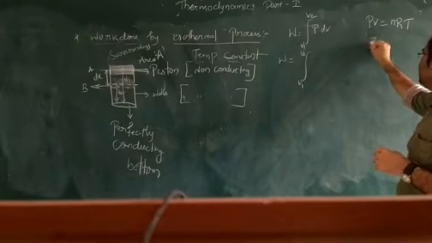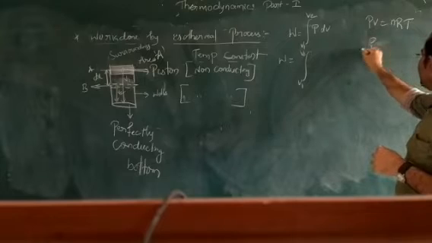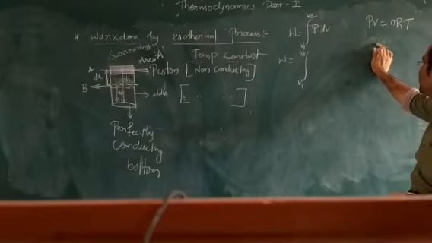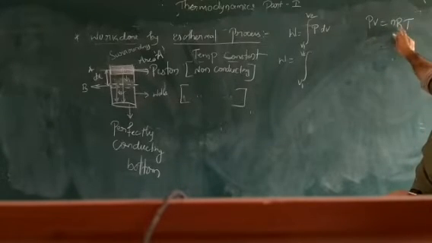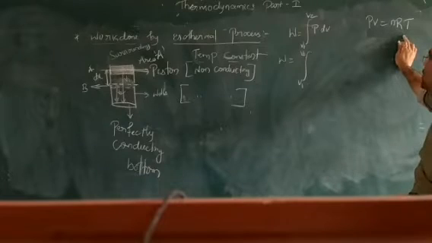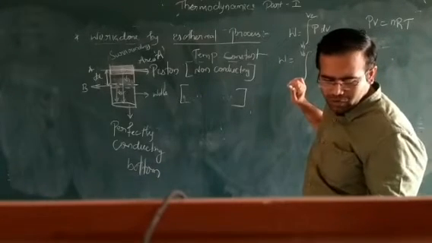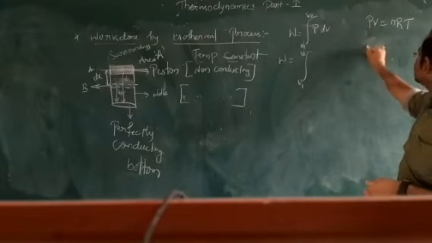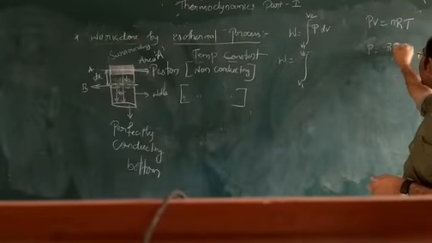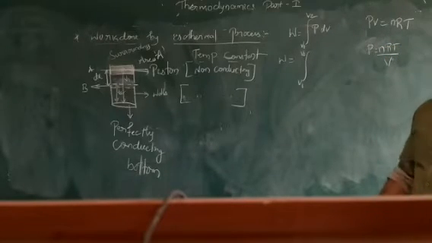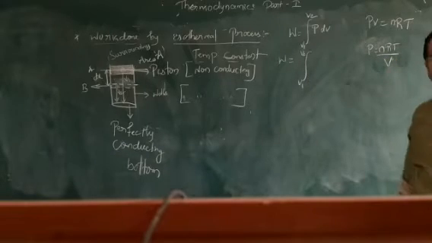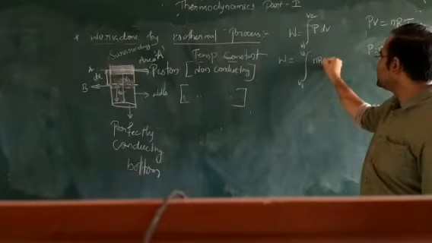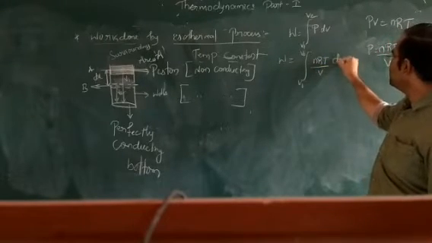So we are going to replace the P value. P is equal to nRT divided by V. This is the equation we can write here. So P is replaced by nRT divided by V, multiplied by dV.